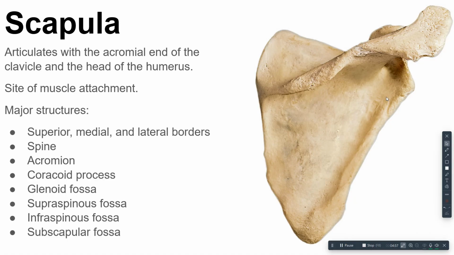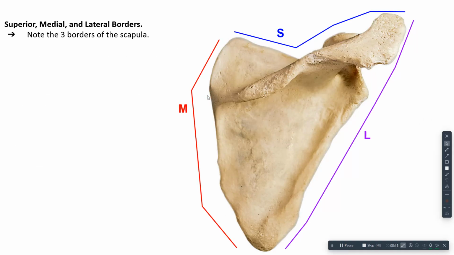A lot of muscles are going to attach to it. We're going to go over its three borders, a couple structures called the spine, the acromion, a process called the coracoid process, as well as a tetrad of fossae. Remember, a fossa was a depression or indentation. So let's get started with that.